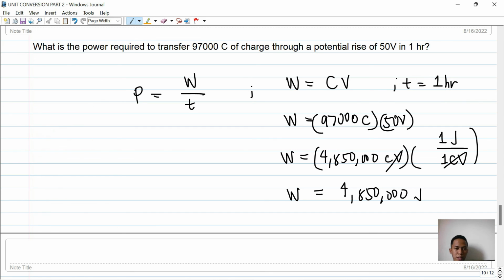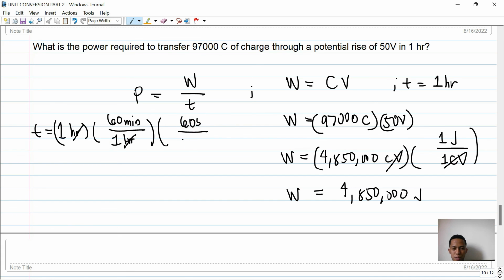Okay, so eto, guys, yung time natin, gawin lang natin seconds. Okay, so yung time is 1 hour. Convert natin to minutes muna. So that is 60 minutes per 1 hour. Okay. So hour will cancel out. So minutes to seconds. So that is 60 seconds per 1 minute. Okay, so minute will cancel. So that is 60 times 60. So time natin is 3,600 seconds.